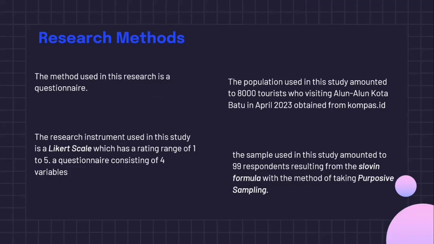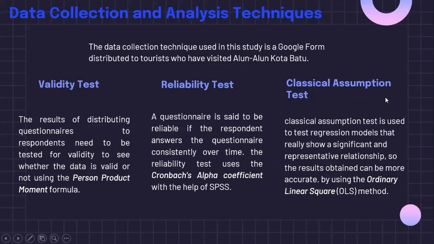The population used in the study amounted to 8,000 tourists who visited alun-alun Kota Batu in April 2023, obtained from kompas.id. The sample used in this study amounted to 99 respondents, resulting from the Slovin formula with the method of purposive sampling. The data collection technique used in this study is a Google form, distributed to tourists who have visited alun-alun Kota Batu. And the analysis technique is the validity test. The results of distributing questionnaires to respondents need to be tested for validity to see whether the data is valid or not using the Pearson product moment formula.